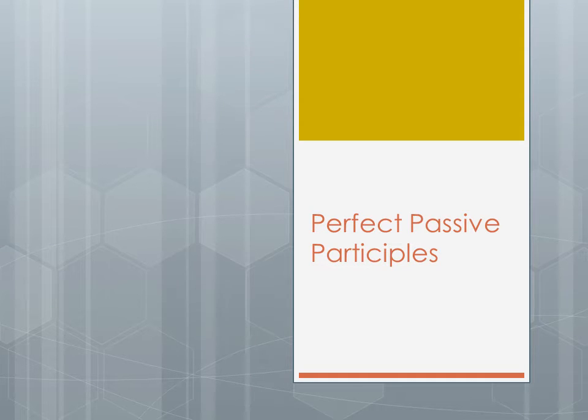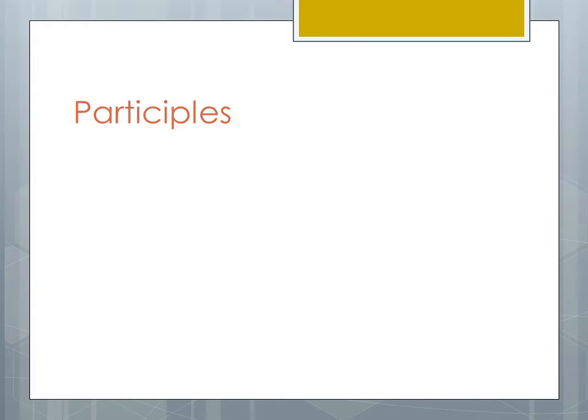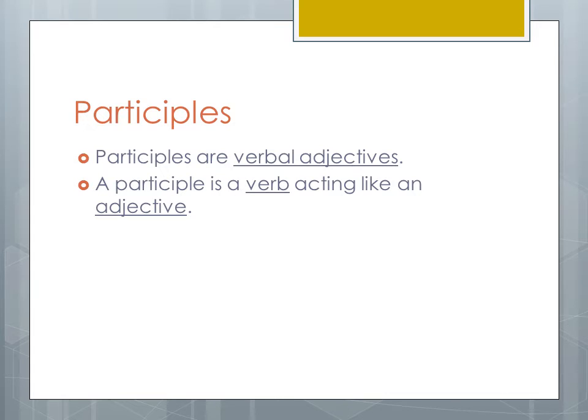In this video, we're going to take a little bit of time to look at perfect passive participles. Before we can actually look at perfect passive participles, we first need to make sure we know what a participle is. At its simplest definition, a participle is a verbal adjective. But that's just a basic definition. What that actually means is that a participle is a verb acting like an adjective.